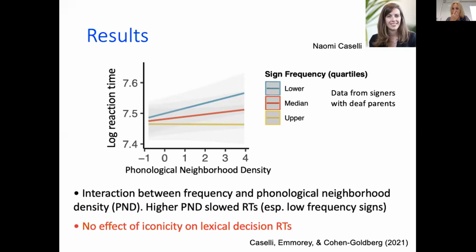One more finding. And the other finding is that, again, there was no effect of iconicity on response times for lexical decision in this large set. So there was no relationship between iconicity and response time. It didn't speed lexical decisions.